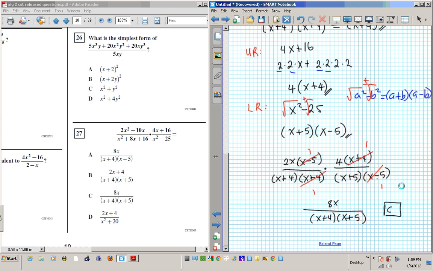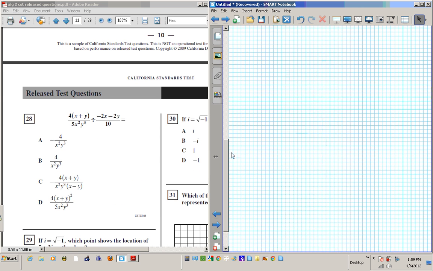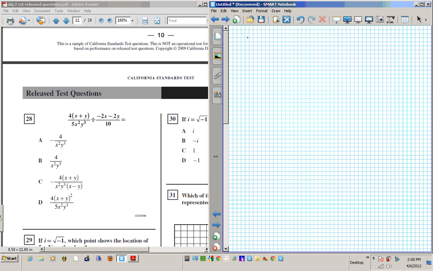Alright, let's move on to question 28. Question 28. You're asked to divide those two. So we're going to have 4 times x plus y over 5x squared y to the third, divided by negative 2x minus 2y over 10. Okay? Now what does divide mean? If you're dividing two fractions, it means you multiply by the reciprocal of what you have on the right. Okay, so you just drop the top down, this side down. 4 times x plus y over 5x squared y cubed. Change your divide to times and then you flip this over. So you're going to have 10 over.